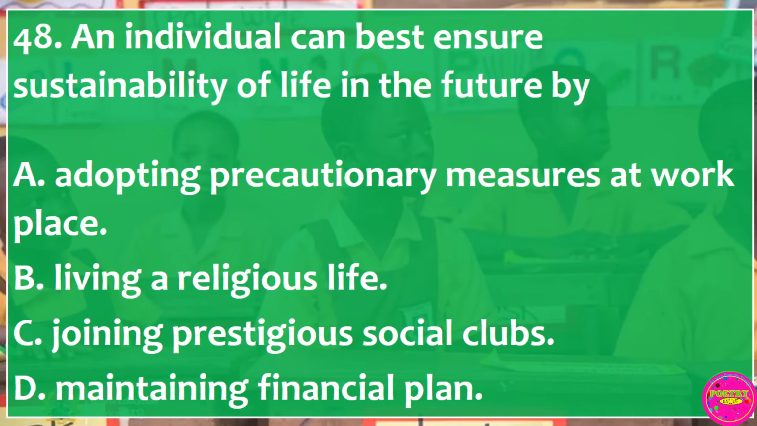Question 48. An individual can best ensure sustainability of life in the future by A. Adopting precautionary measures at workplace. B. Living a religious life. C. Joining prestigious social clubs. D. Maintaining financial plan. The correct answer to this question is D. Maintaining financial plan.